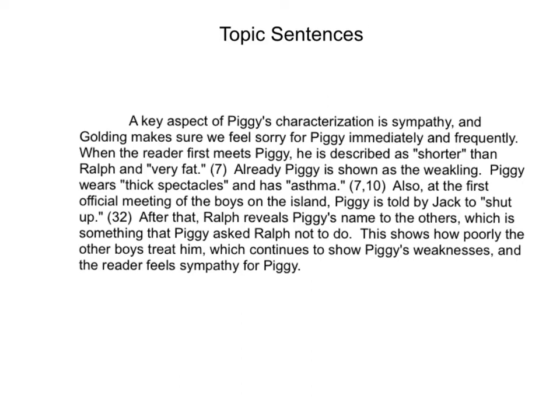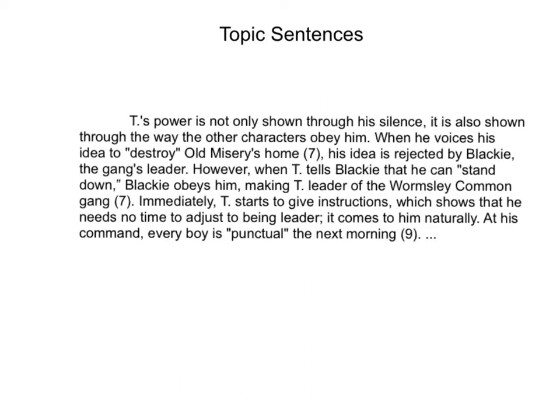Now, these sentences are the first section of a body paragraph on a character named T from a short story called The Destructors by Graham Greene. You don't need to know anything about the story to understand what I'm explaining here. Press pause for a moment and just read these few sentences. You'll see, I think, why this works as a successful topic sentence. T's power is not only shown through his silence, it also is shown through the way other characters obey him.